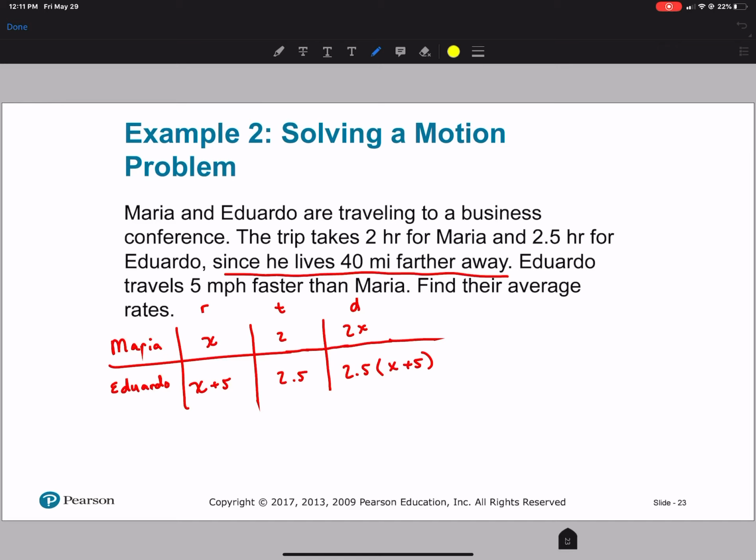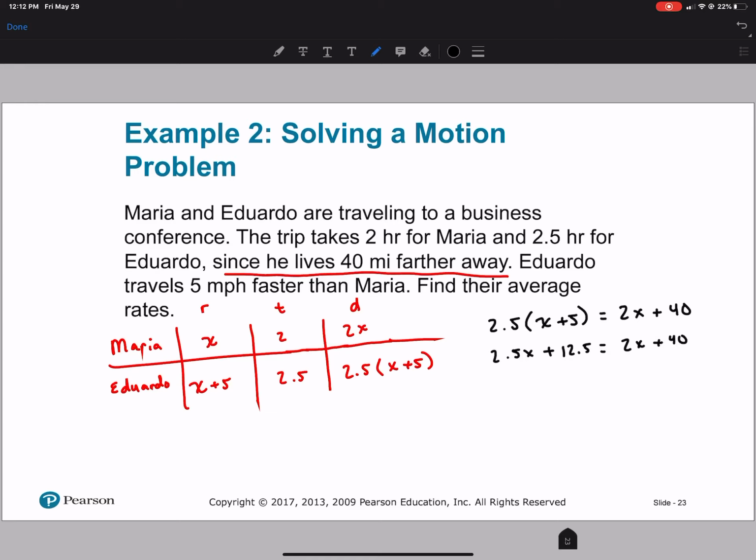Now I'll put this in a different color. We have 2.5 times x plus 5 for Eduardo's distance, and it is equal to 2x plus 40. That's because Maria lives 40 miles closer than Eduardo does. All right? So now we're going to multiply this in. It's 2.5x plus 12.5 is equal to 2x plus 40.